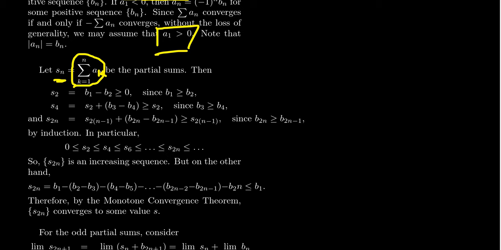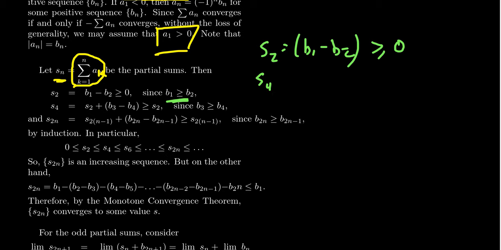So let's consider this partial sum and look at the first couple of terms. You're going to like this. Looking at the first even partial sum, S sub 2, this is going to look like b1 minus b2. Now, because of the original assumption that the absolute sequence is decreasing, b1 is bigger than b2, and so their difference is positive. Well, it could be zero because b1 could equal b2. That's perfectly fine. So S2 is going to be non-negative.